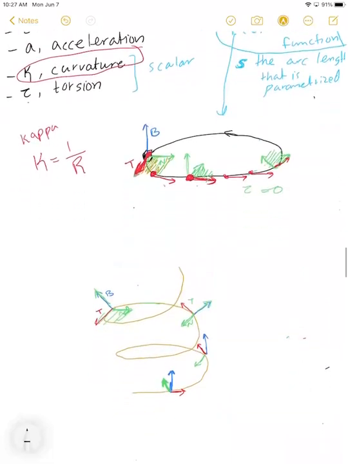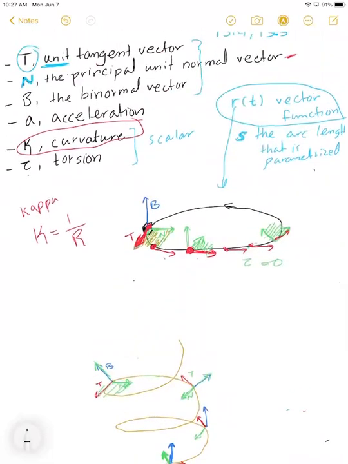So the next thing I wanted to talk about, now that I talked about the curvature, is the principal unit normal vector. The curvature tells how much the path is curving. So that's what the curvature does. It tells us how much the path is curving. However, the principal unit normal vector N tells in which direction it is curving.